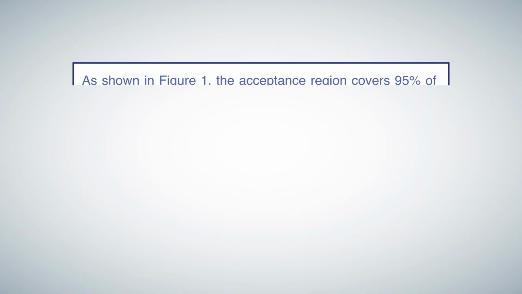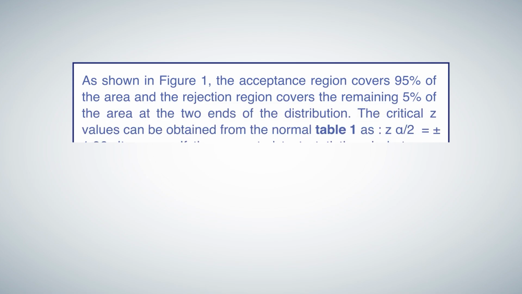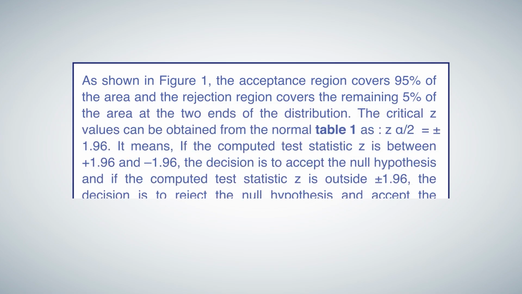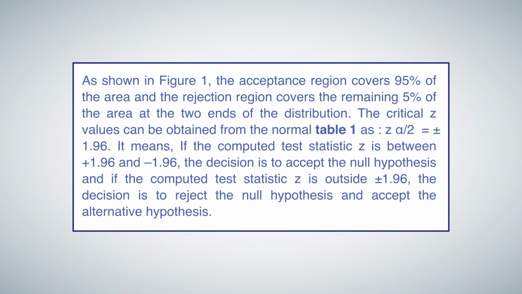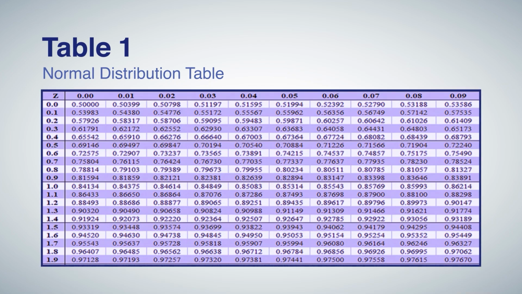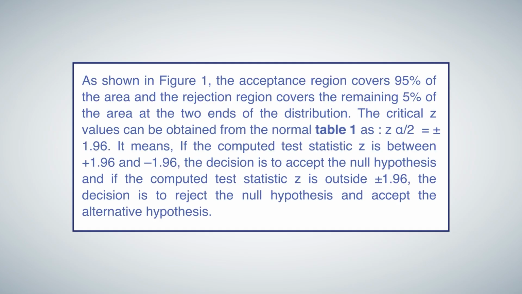The acceptance region covers 95% of the area, and the rejection regions cover the remaining 5% of the area at the two ends of the distribution. So, the critical Z values can be obtained from normal table 1 as plus minus 1.96. It means if the computed test statistic Z is between plus minus 1.96, the decision is to accept the null hypothesis, and if the computed test statistic Z is outside plus minus 1.96, the decision is to reject the null hypothesis and accept the alternative hypothesis.